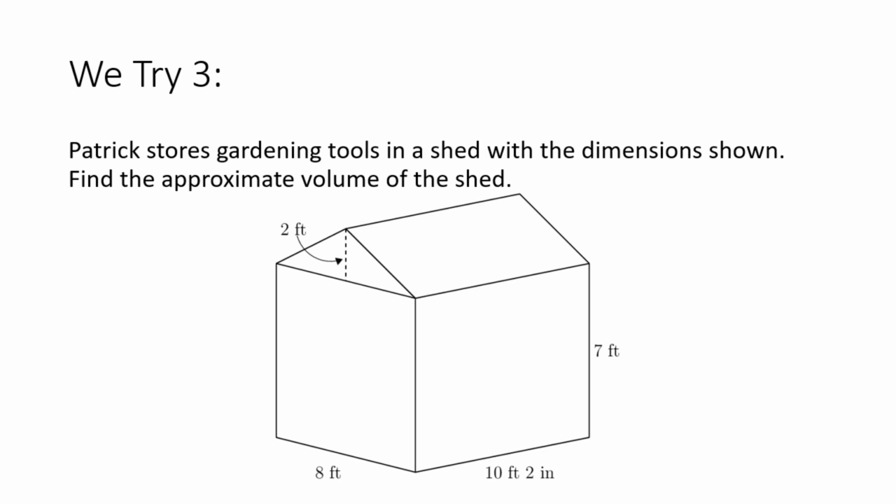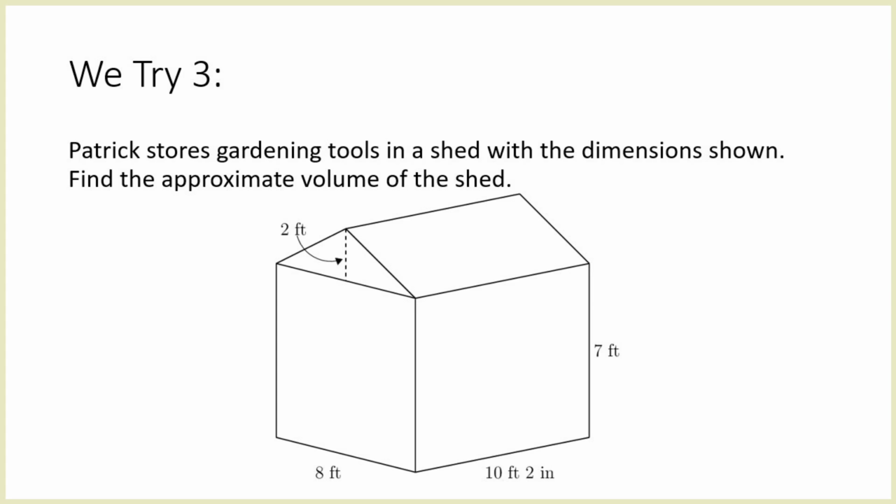Let's try one last one together. Patrick stores gardening tools in a shed with the dimensions shown. Let's find the approximate volume of the shed. I call these compound shapes. Do you see how I have this triangular prism here? Wow, this is a really bad drawing. Let's try that again. I'm going to have this sort of triangular prism on the top, and it's on top of this rectangular prism.